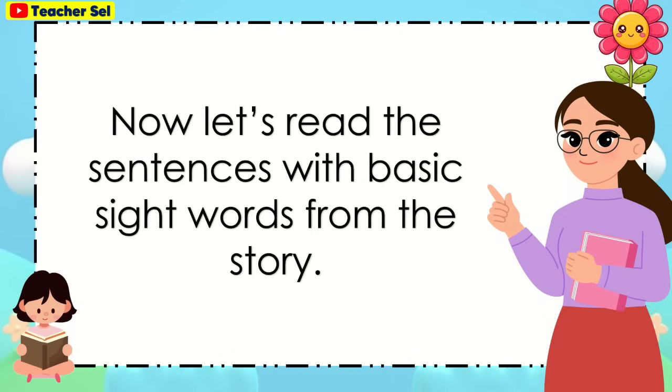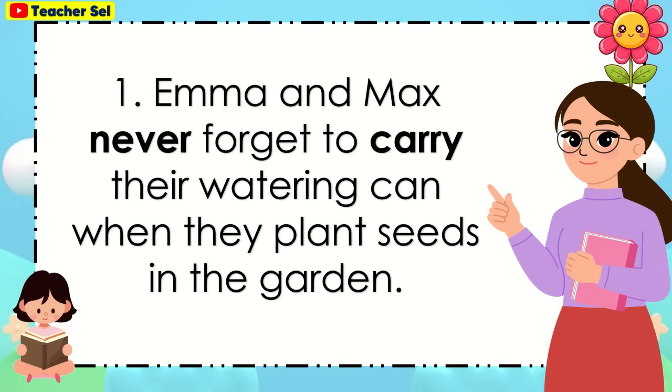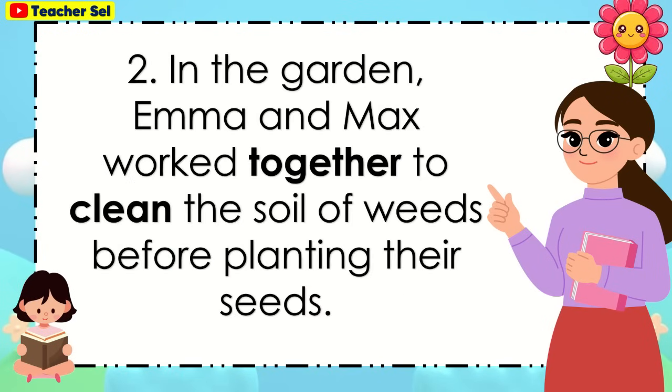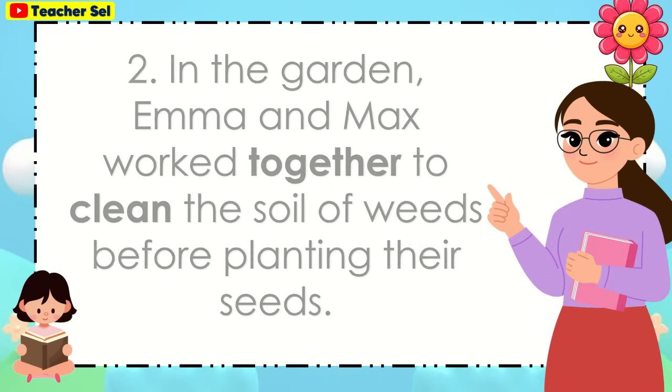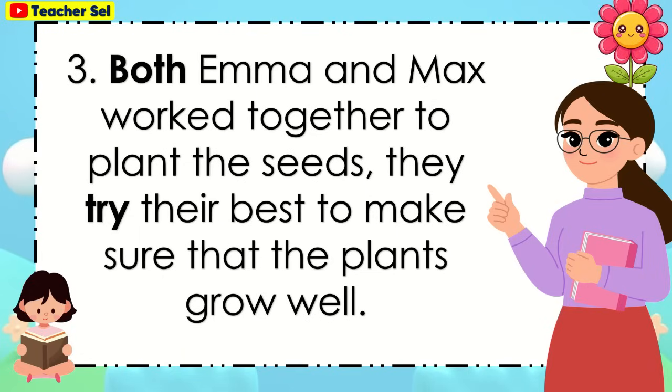Now, let's read the sentences with basic sight words from the story. Emma and Max never forget to carry their watering can when they plant seeds in the garden. In the garden, Emma and Max work together to clean the soil of weeds before planting their seeds. Both Emma and Max work together to plant the seeds. They try their best to make sure that the plants grow well.